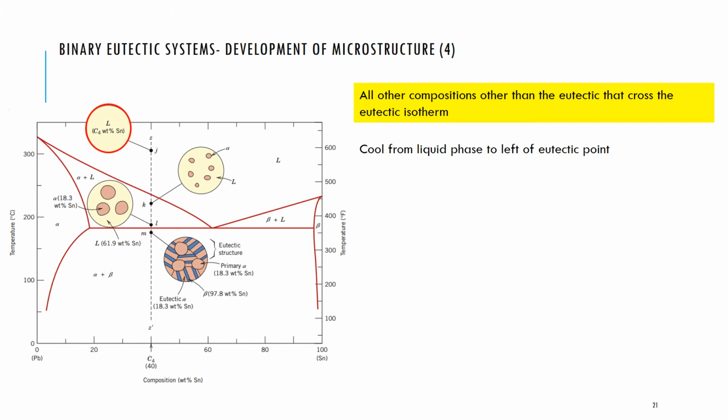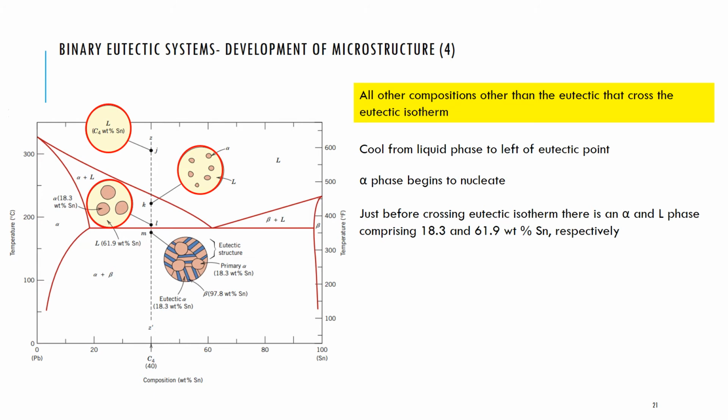So what about any other compositions that pass through that eutectic isotherm? Well, let's imagine we cool from the liquid phase through the eutectic isotherm to the left of the eutectic point. So that's the dashed line that you can see there. We start with the liquid until we cross that liquidus line and we enter the alpha solid and liquid phase region, and we start to get alpha solid phases that nucleate.